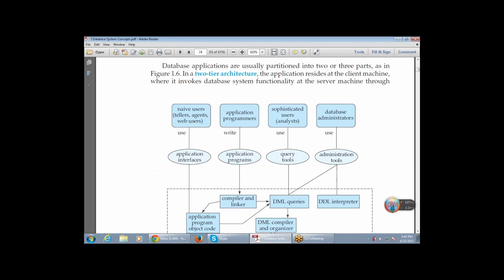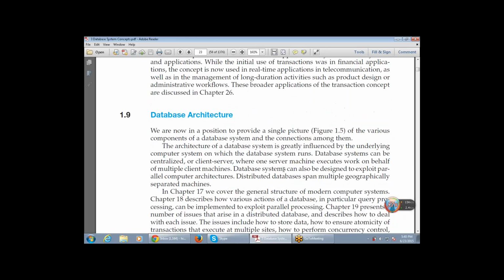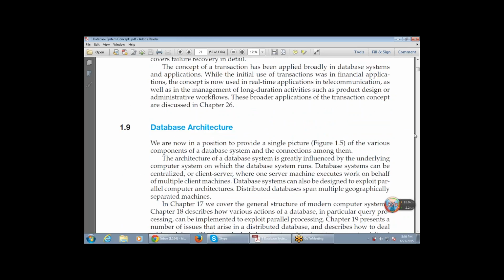Now next is database architecture, that is, how the architecture will be built. This I am going to continue in the next class.